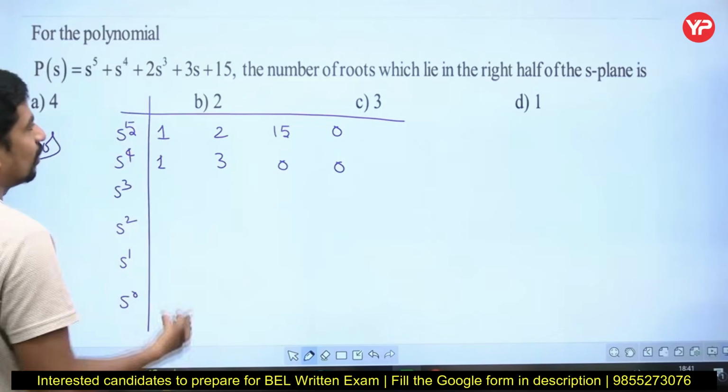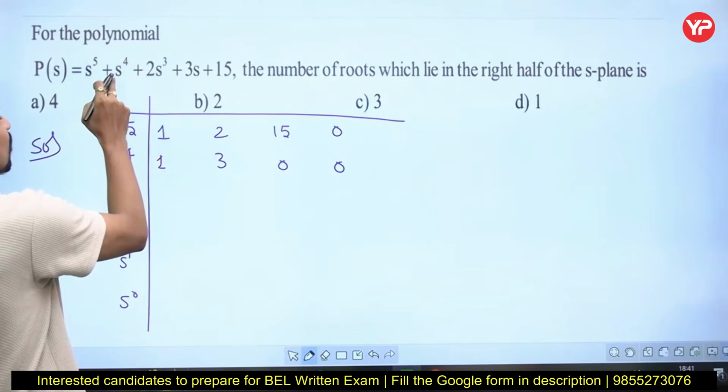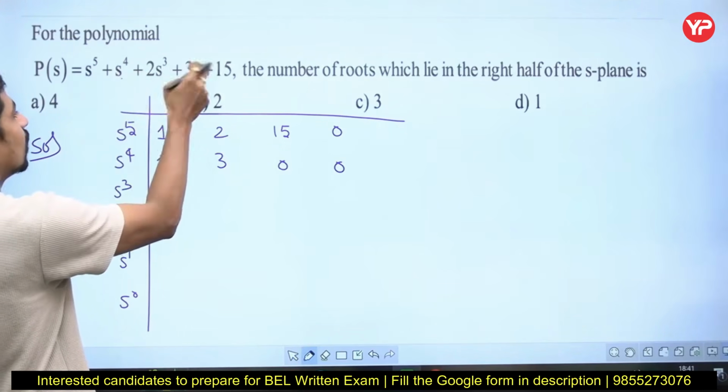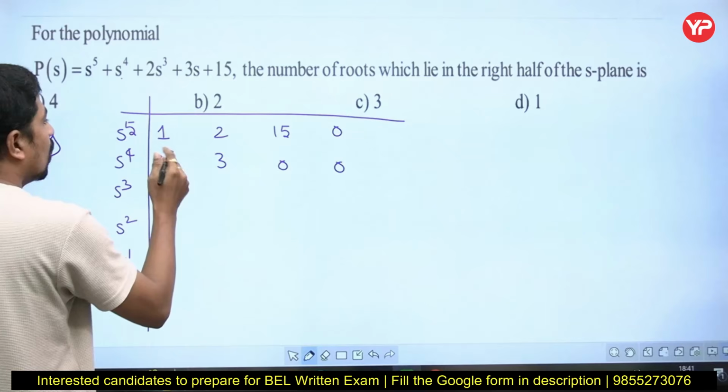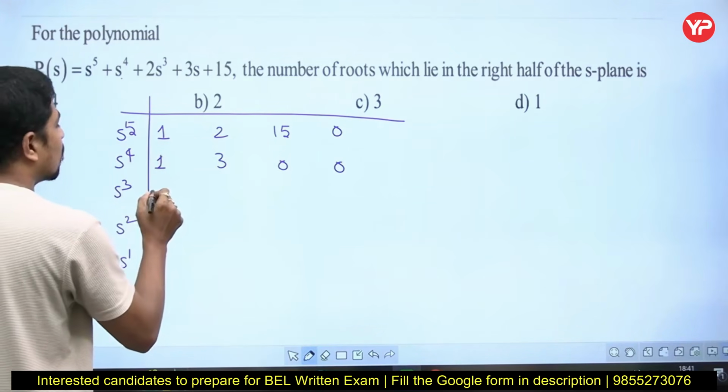First 2 rows are directly filled. Take starting from 1, leave it, take it, leave it, take it. Next, start with S power 4, take it, leave it, take it, leave it. Now you calculate this one. 1 into 2, 2, 2 minus 3. How much is this? Minus 1. Minus 1 by 1 is minus 1.